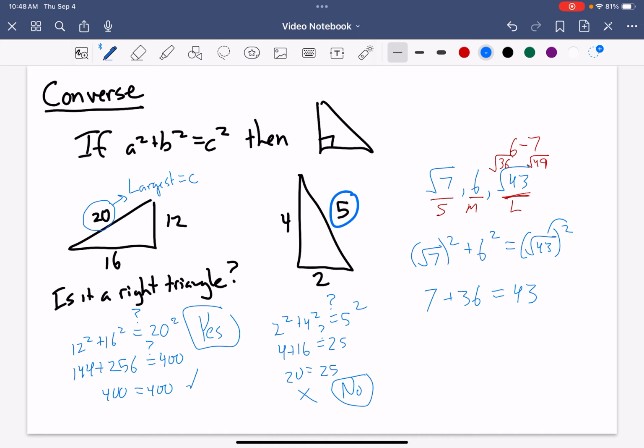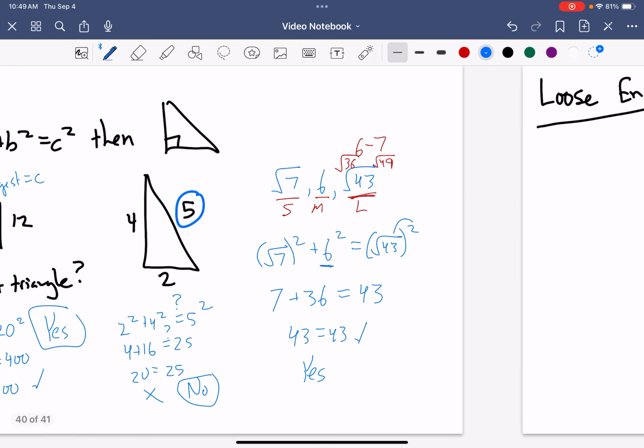Remember, squaring and square roots undo each other. But I did actually have to go 6 times 6 to get 36. All right, add my numbers. I get 43 equals 43. So check, that does work. Yes, this is a right triangle. So that's the converse of the Pythagorean theorem. And so that's the Pythagorean theorem in a nutshell.